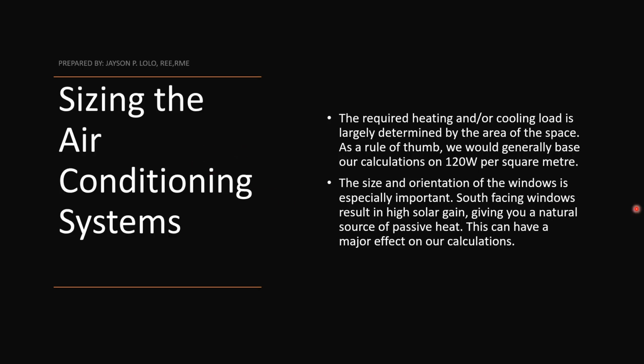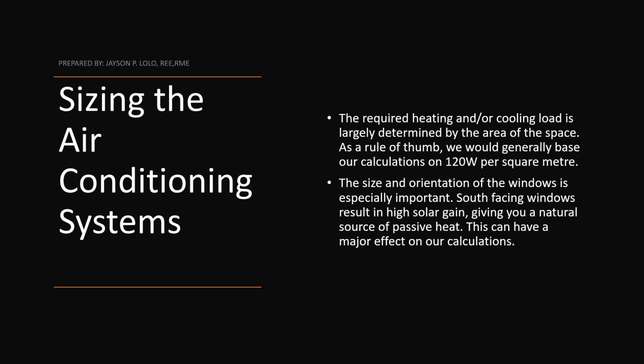Sizing the air conditioning system. The required heating and/or cooling load is largely determined by the area of the space. So as a rule of thumb, we will generally base our calculations on 120 watts per square meter. Because ceiling heights don't vary a great deal in commercial properties, the floor area is normally an appropriate measurement to accurately size each system. However, in some cases, particularly in high-ceiling buildings like churches or concert halls, it's necessary to work out the volume of the space.